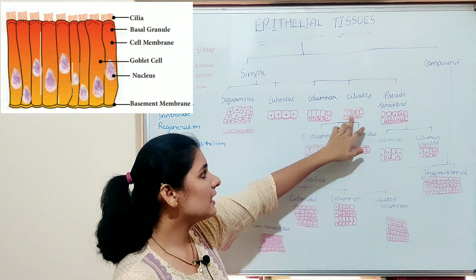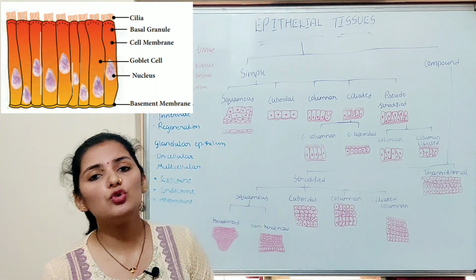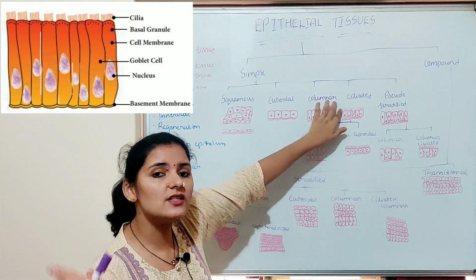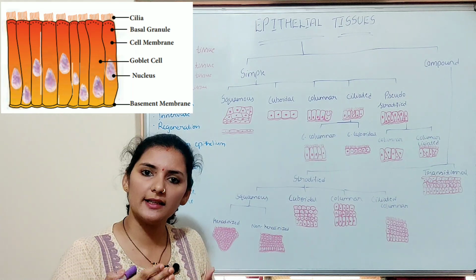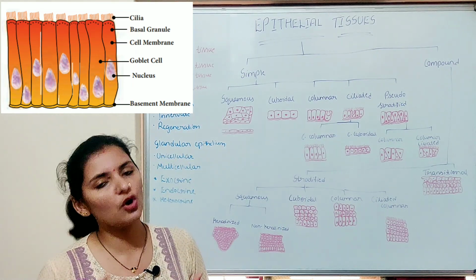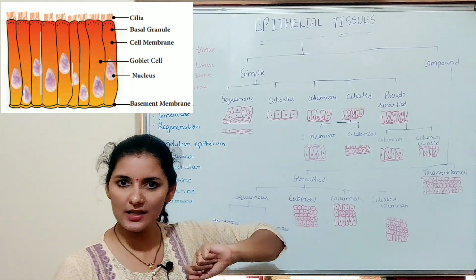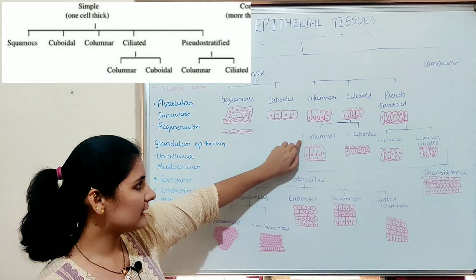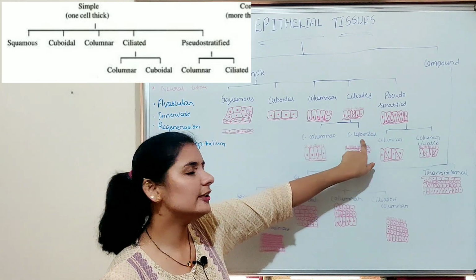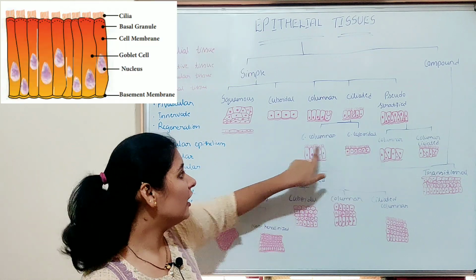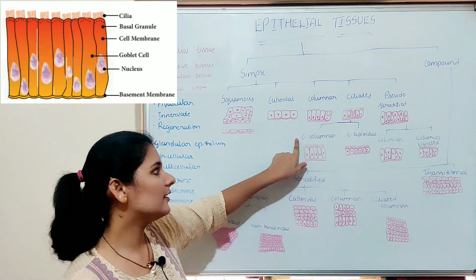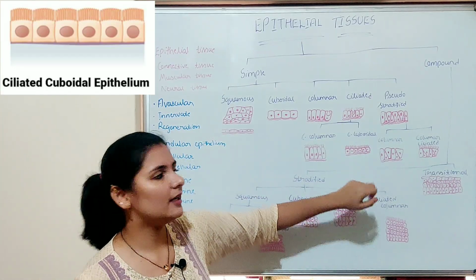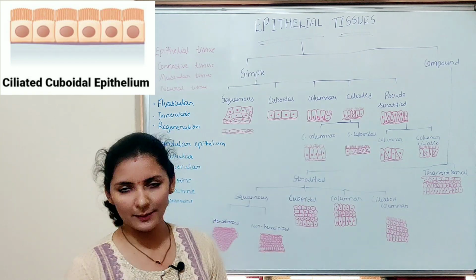In this case, the cells have very delicate, numerous hair-like structures called cilia, and these cilia show rhythmic movement which creates a current that helps in the transport of substances or the material that comes in contact with the cilia. This ciliated epithelium is again divided into two types, that is ciliated columnar epithelium and ciliated cuboidal epithelium. It is very simple. If the columnar cells have cilia, then it is called ciliated columnar epithelium. If cuboidal cells have cilia, then it is called ciliated cuboidal epithelium.